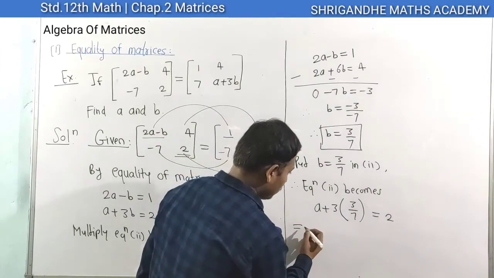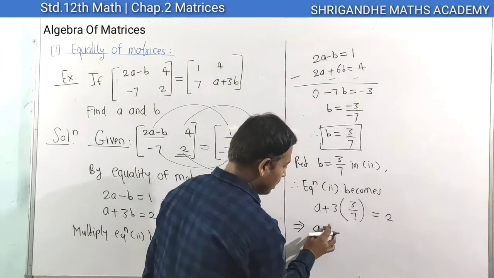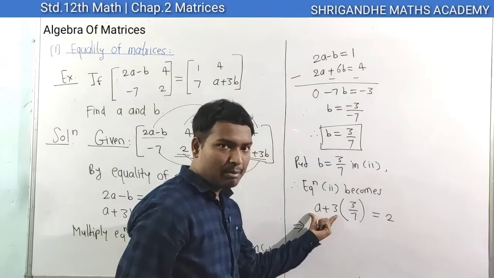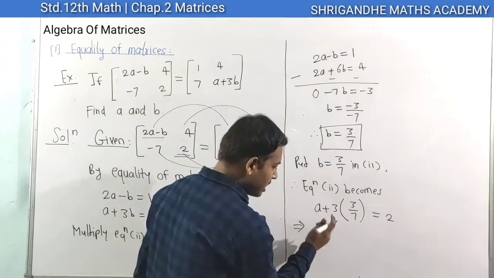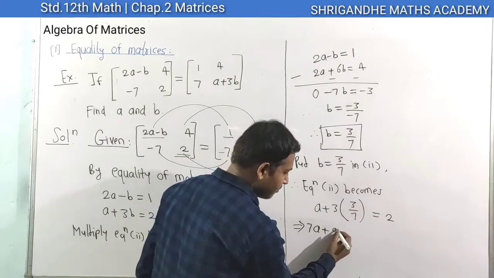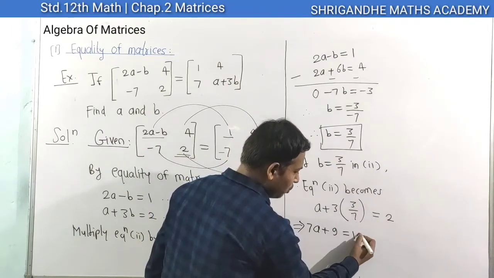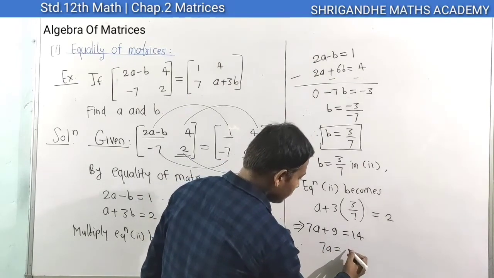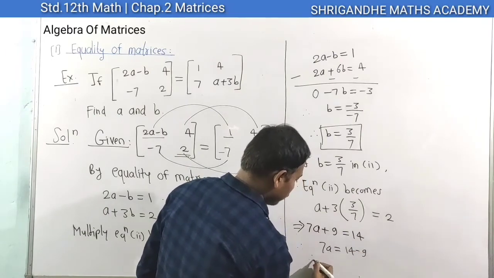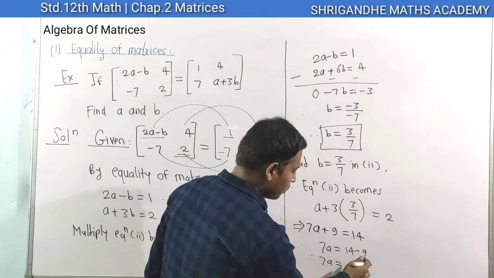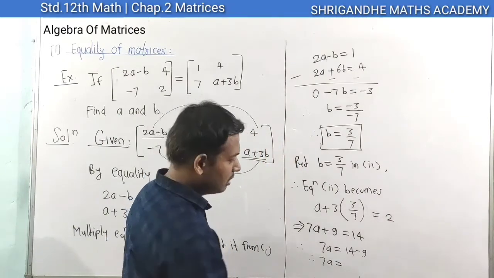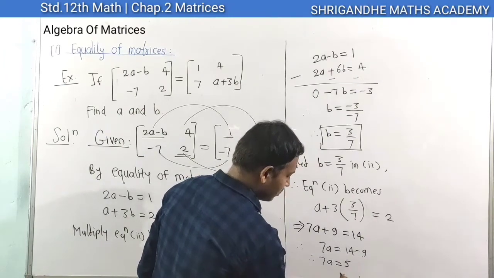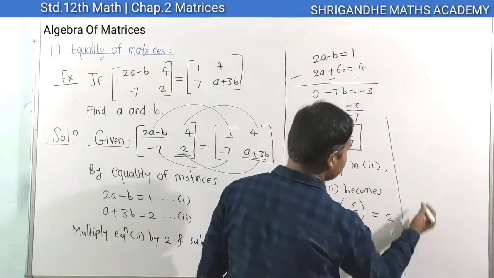Therefore, this is equal to A plus, now here the denominator of A is 1. Therefore, you multiply this A by 7 to get the same denominator for these two terms. Therefore, 7 into A is 7A plus 3 into 3 is 9, is equal to 7 into 2 is equal to 14. Therefore, 7A is equal to 14 minus 9, which is 5.